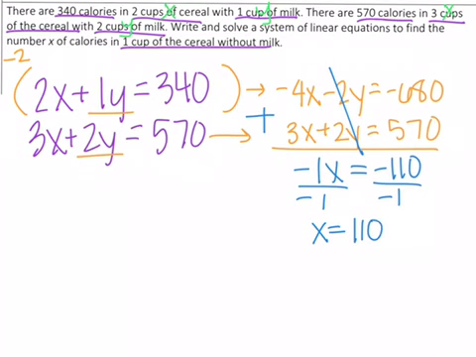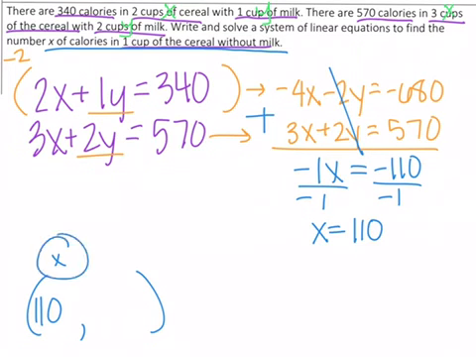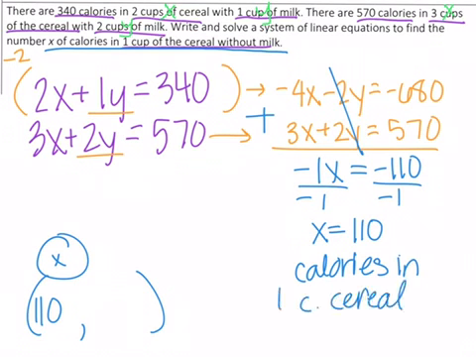Now let's go back and see what our equation's really asking us. So we know that X is 110. Okay. And let's see, it says use and solve the system of linear equations to find the number of calories in 1 cup of cereal without milk. Well, guys, we already found what X was. We don't have to find Y. X is already done. It's 110 calories in 1 cup of cereal with no milk. So we are actually done, and we only had to find out what X is.